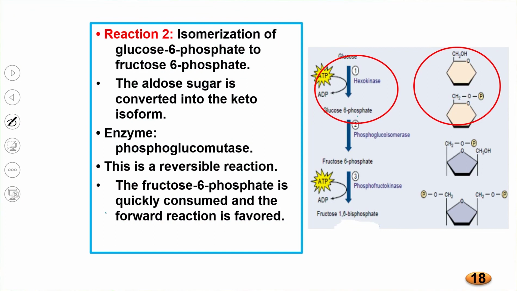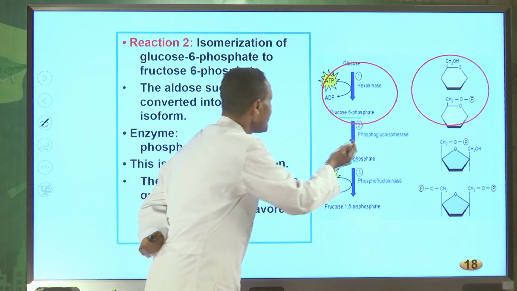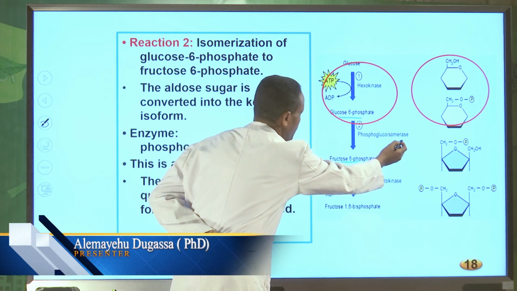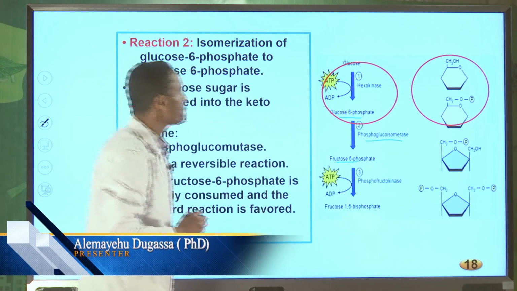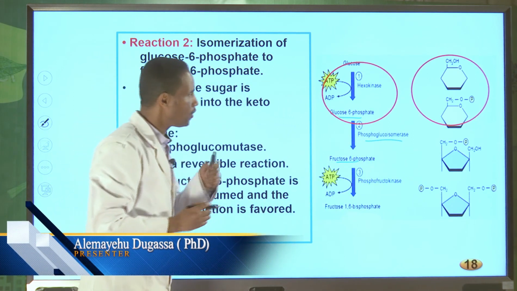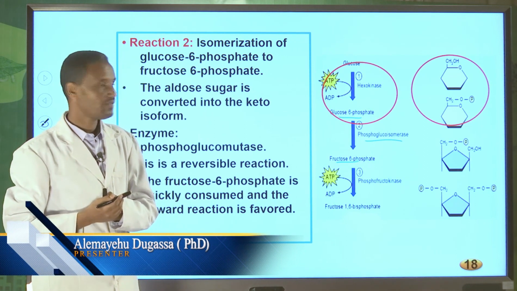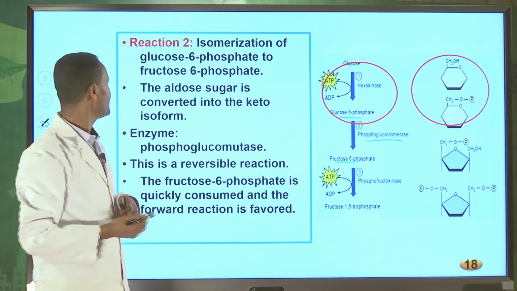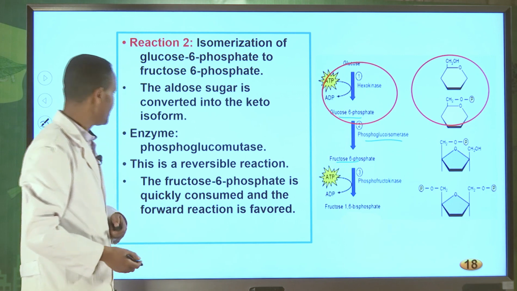Here, glucose 6-phosphate from reaction 1 can be changed into fructose 6-phosphate. Now, glucose is changed into fructose in this case. What was done is isomerization. The process was catalyzed by the phosphoglucoisomerase enzyme.